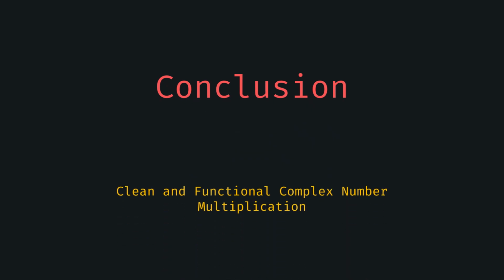To sum it up, we've created a reusable method to multiply complex numbers using object-oriented JavaScript. We've separated real and imaginary components, applied the correct math, and output the result in a clean format. This method is useful, readable, and ready to expand into a full complex number library if needed.